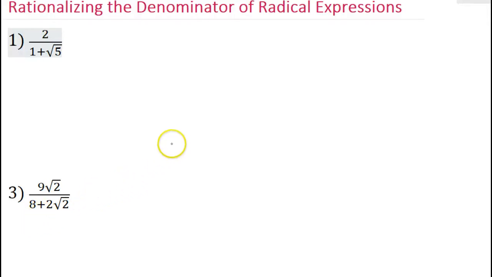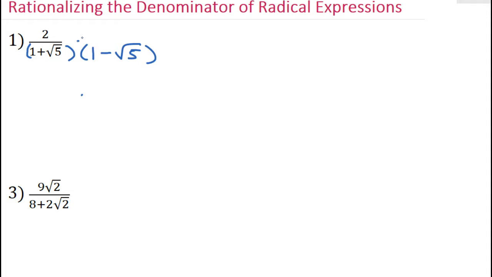In this video, I will show you how to rationalize the denominator of an expression that has radicals in it, or square roots. Now the key is something called the conjugate. So if I have 1 plus radical 5, for example, the conjugate of that will be 1 minus radical 5. So you just change the sign. So watch what happens when I multiply these two things together.